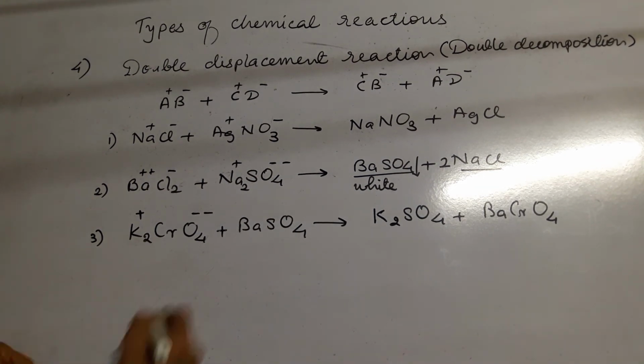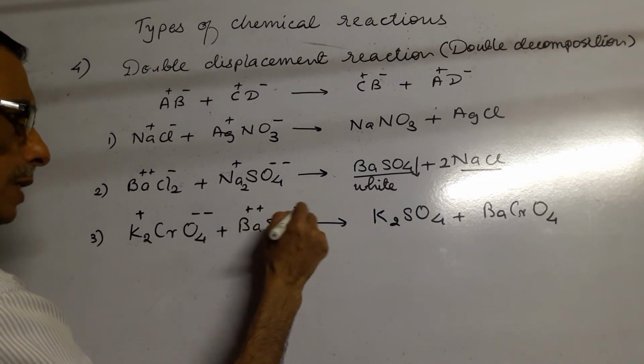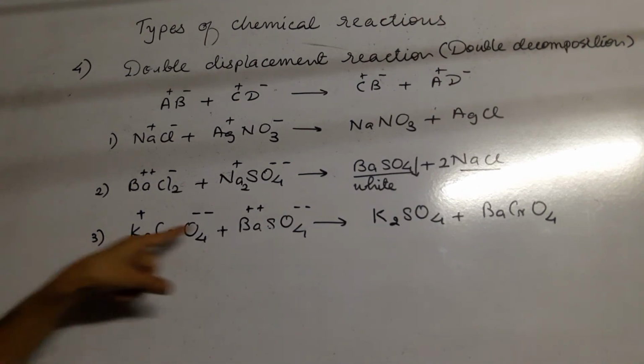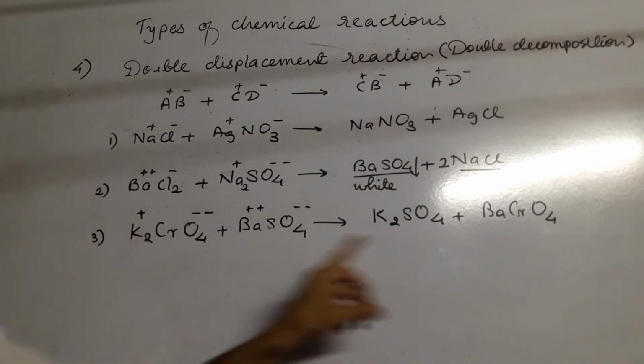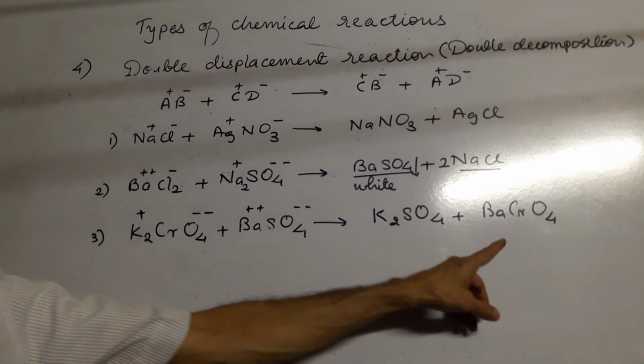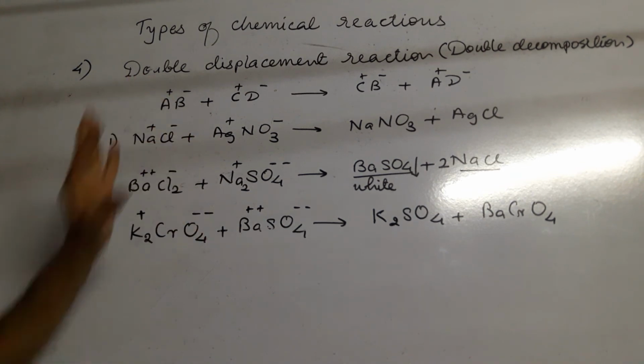Here barium has 2 positive valency and sulfate 2 negative valency. So again you will find that potassium sulfate and barium chromate are formed. So these 2 compounds are formed. These are the examples of double displacement reaction.